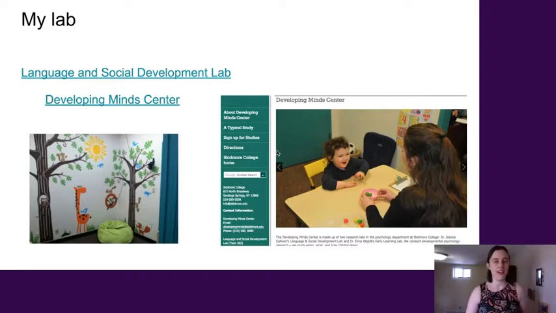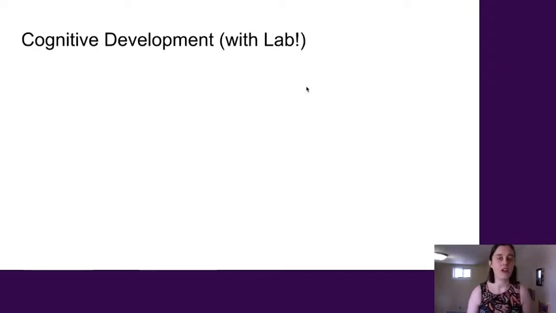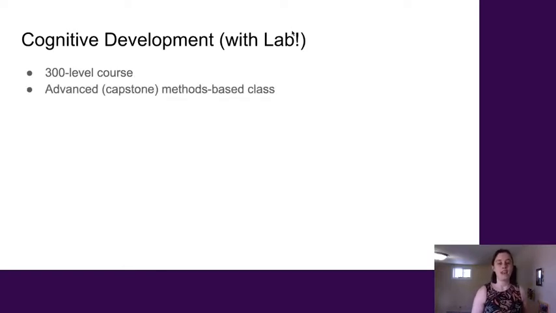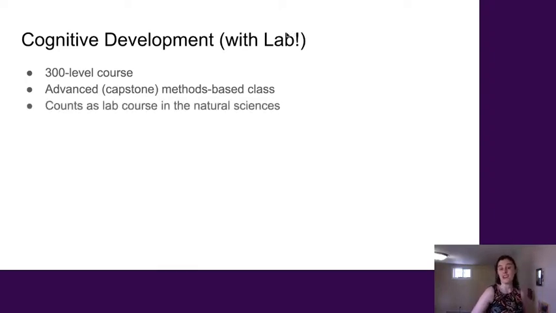Now, this year, I made a slightly different choice. So I was in a position where I knew that in the spring I was going to have to teach this class called Cognitive Development with Lab. And this class is a 300 level course in the psychology department. It's an advanced, some would say like a capstone, methods-based class. It counts as a lab course in the natural sciences.